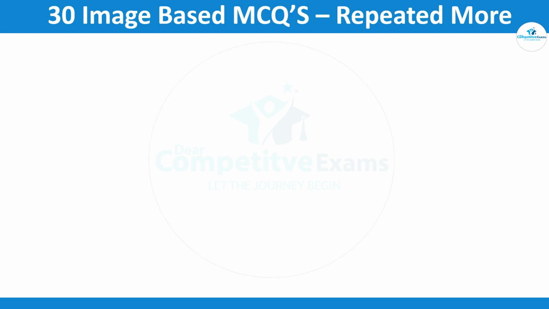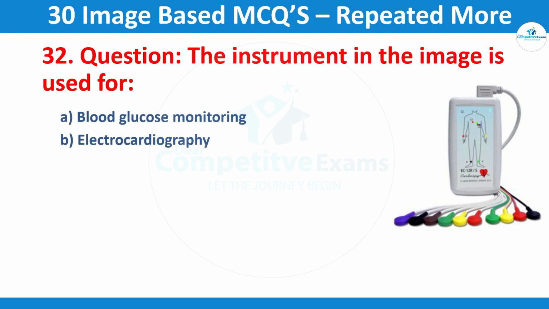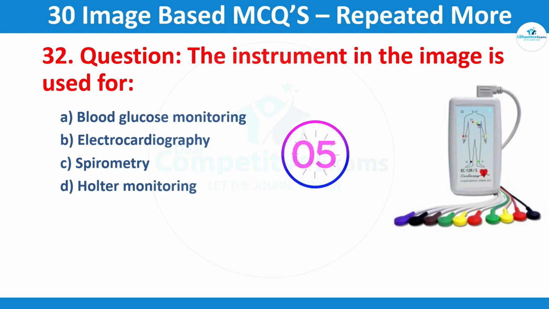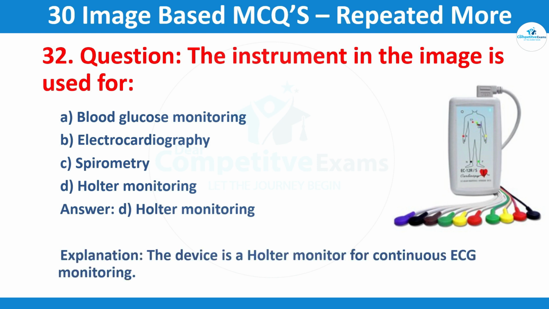Question number 32. The instrument in the image is used for. Options: blood glucose monitor, electrocardiography, spirometry, Holter monitoring. Correct answer: Holter monitoring. The device is a Holter monitor for continuous ECG monitoring.